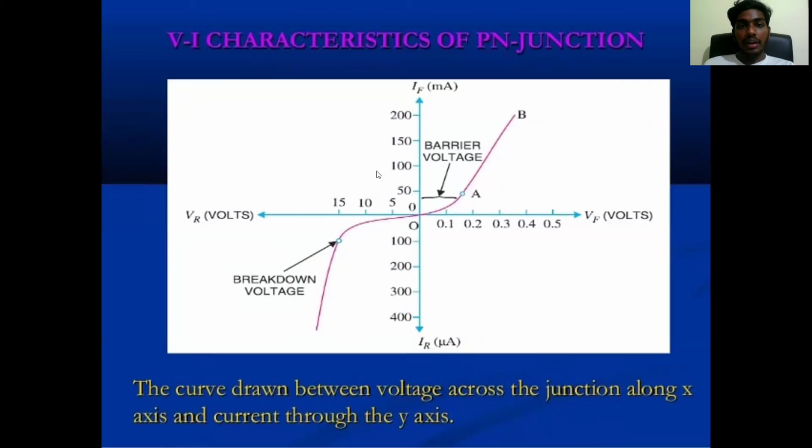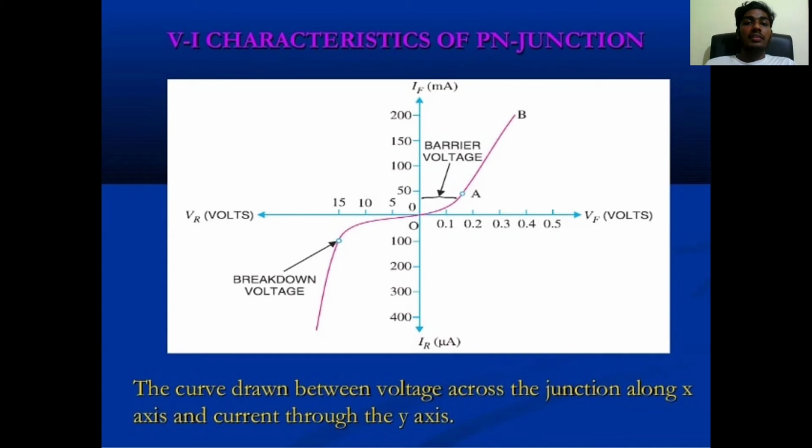Next, VI characteristics of PN junction. Here, the curve is drawn between the voltage across this junction along x-axis and the current through the y-axis. Here, we see the breakdown voltage from the negative axis, increasing. At x equals 0 and y equals 0 it is 0, and again it is increasing. This is barrier voltage. This is barrier voltage, this is breakdown voltage.